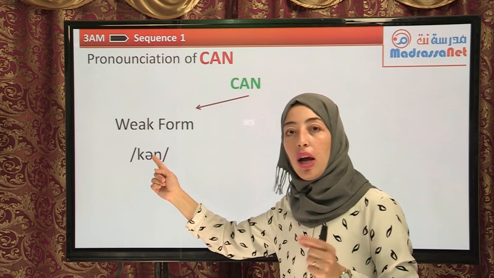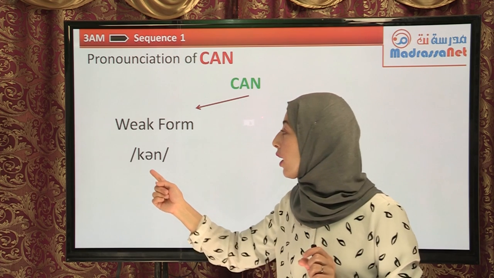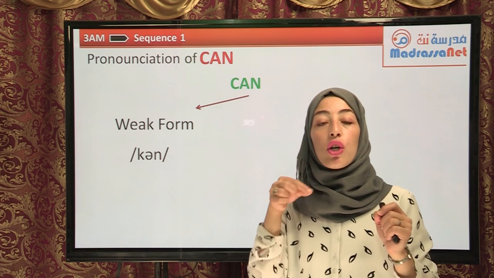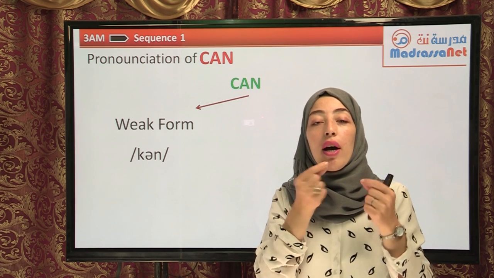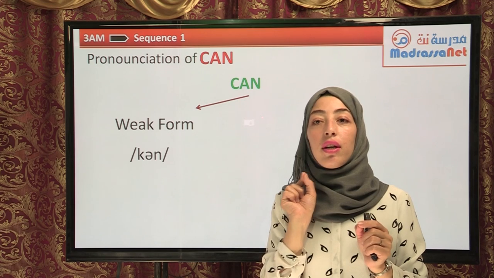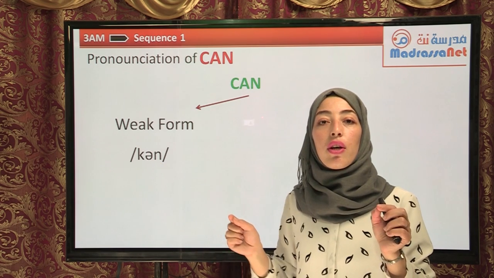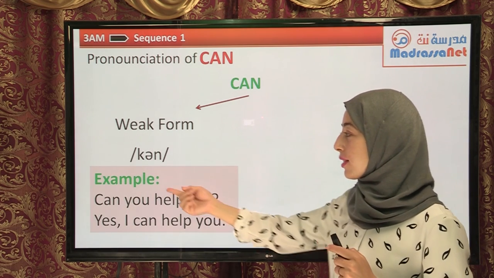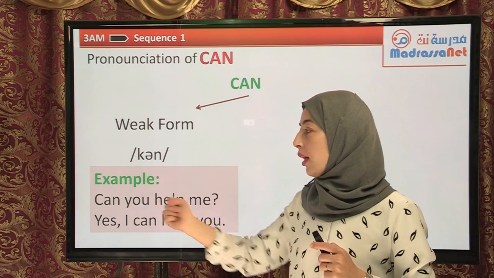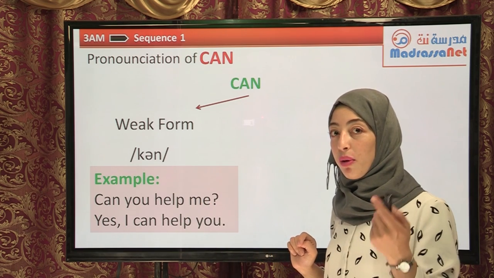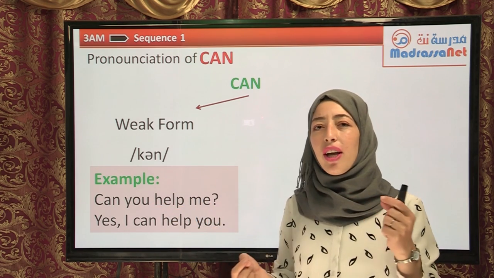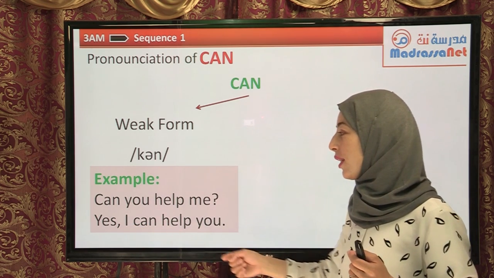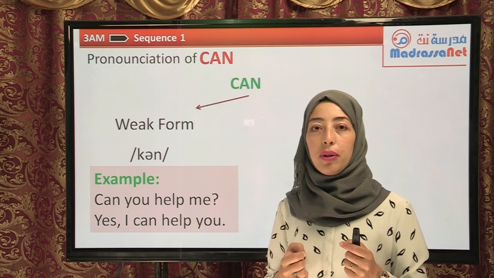This one here, the inverted E, in English we call it schwa, the schwa sound. We pronounce it, okay, can, can. A very short sound. Let's take an example. Yes, you can pronounce that. Can you help me? Can you help me? And this answer is yes, I can help you. Yes, I can help you.